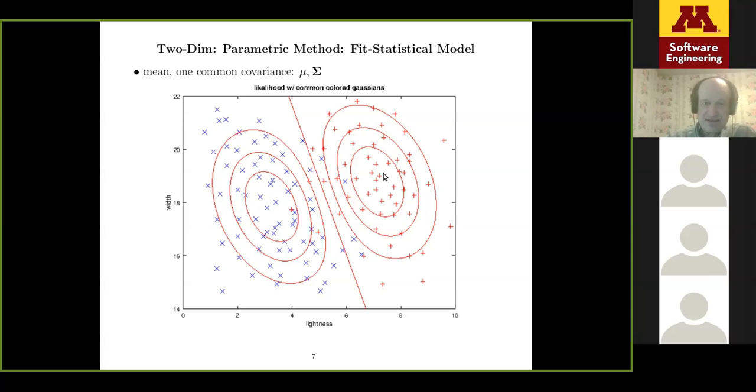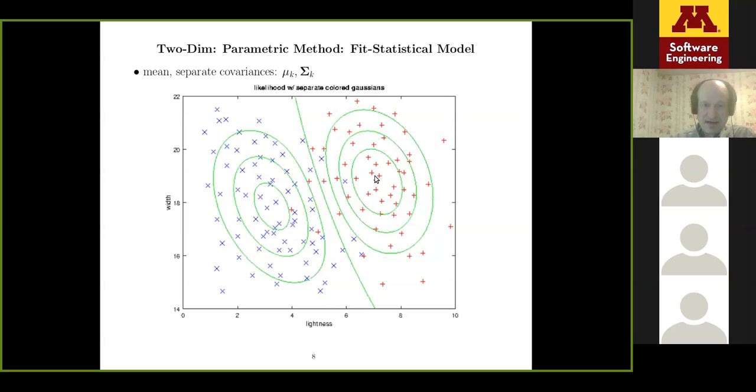And in order to simplify matters, in this particular case, this picture shows the case where you assume that the two classes both have the same covariance matrix. If you use a common covariance matrix, then you can guarantee that you have a straight line separator. If you allow the covariance to be different on each side, then the separator becomes slightly more general. Here you can see it's curved.